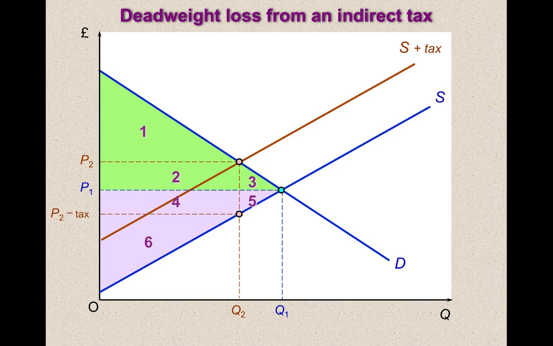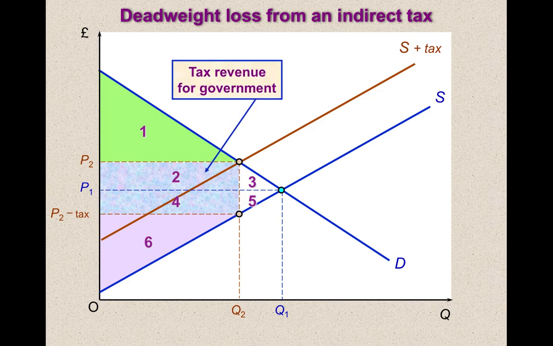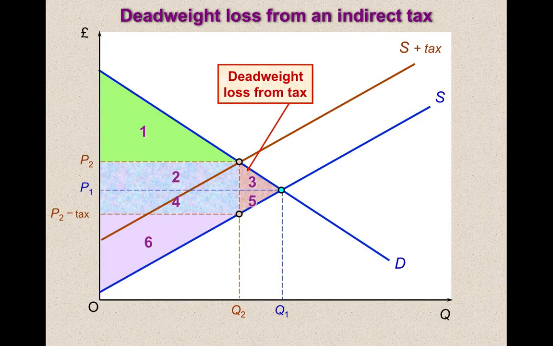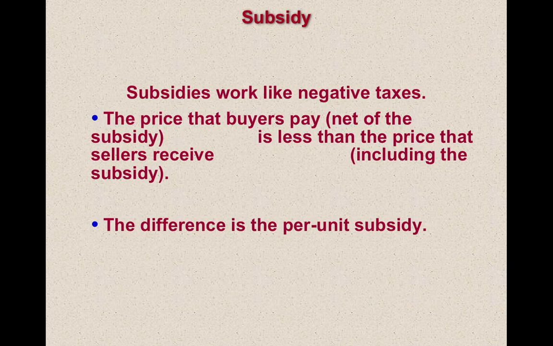So basically, we have some different triangles and boxes here. Box 1 is the loss in consumer surplus. Boxes 2 and 4 are the revenue to the government. Box 6 is the new producer surplus, and 3 and 5 are the deadweight loss. So again, 2 and 4, government revenue; 3 and 5, deadweight loss; and 1 and 6 are the new consumer and producer surplus. All right, let's move on.